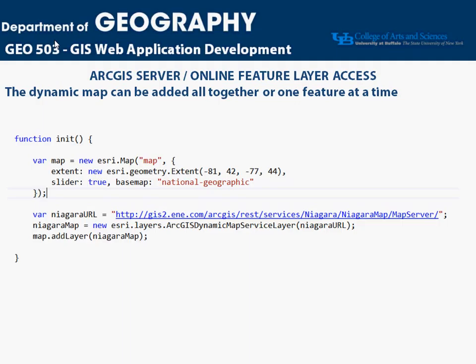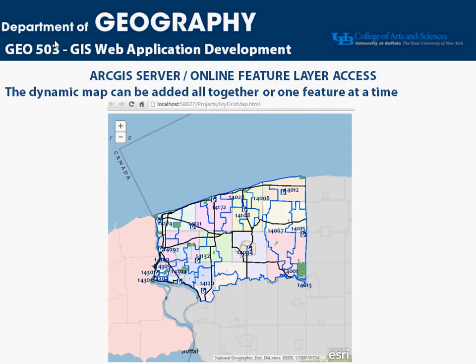I'm going to follow along on this screen. Any questions? So here's a screenshot of what we just saw, where the layers from the map service now appear in the map.